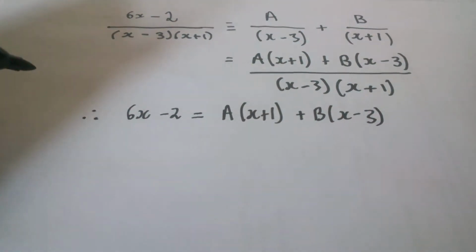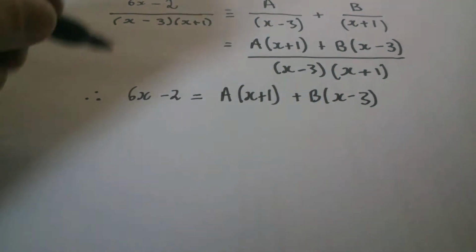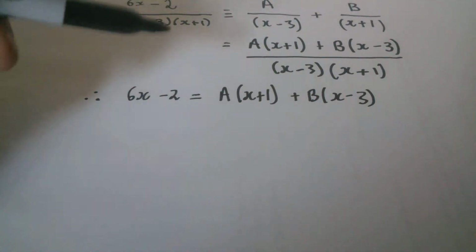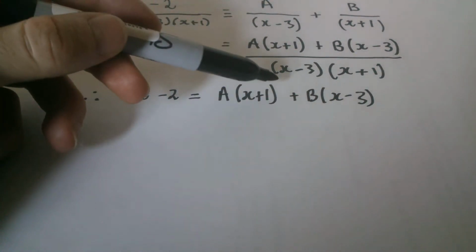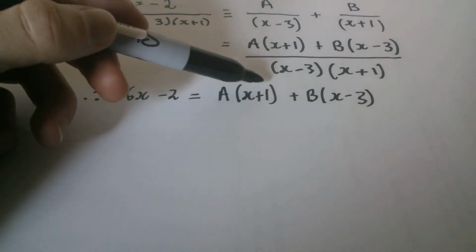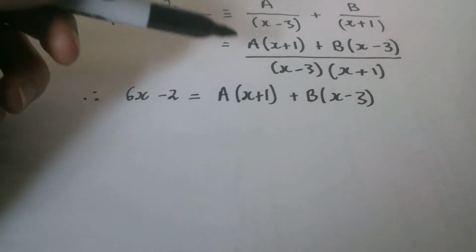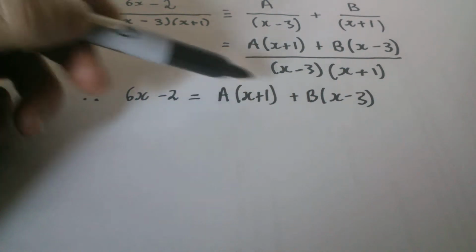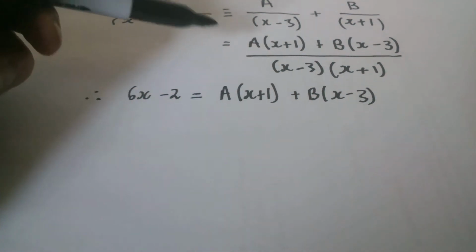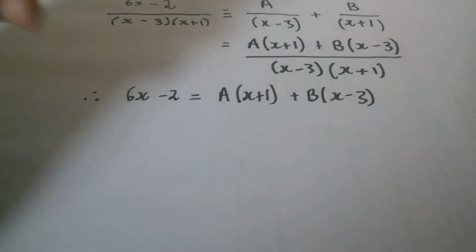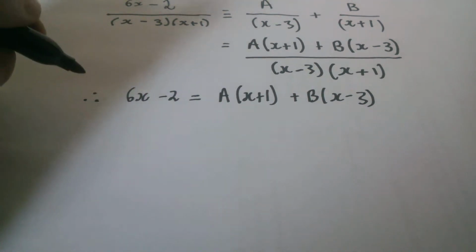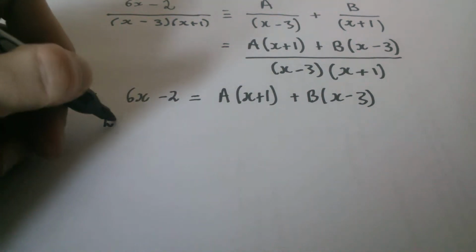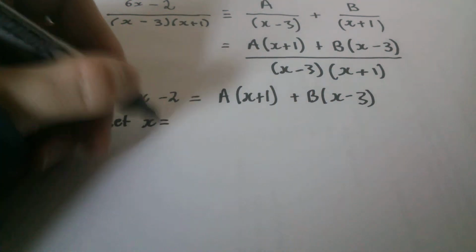Alright, once you've done that, essentially you have to let x equal a number so that the thing inside the bracket equals 0, because that means the a, for example, if x equals minus 1 here, this will equal 0, so a times 0 is 0, and that will only leave you with the b component. So that's what we're going to do. Let x equal minus 1.